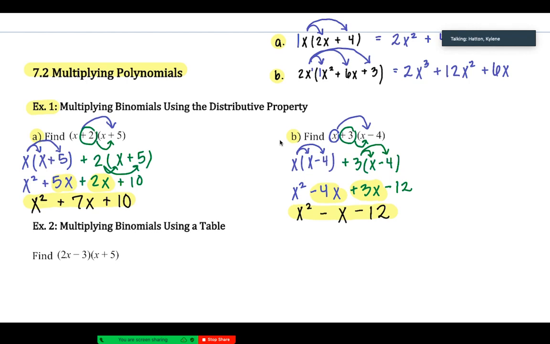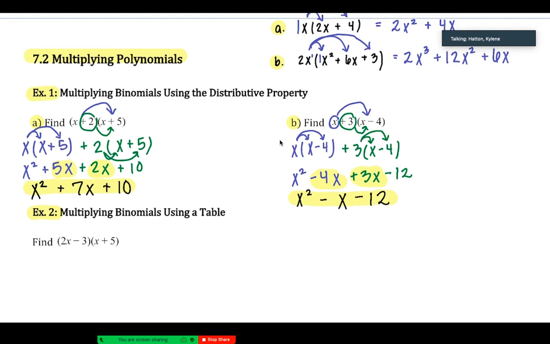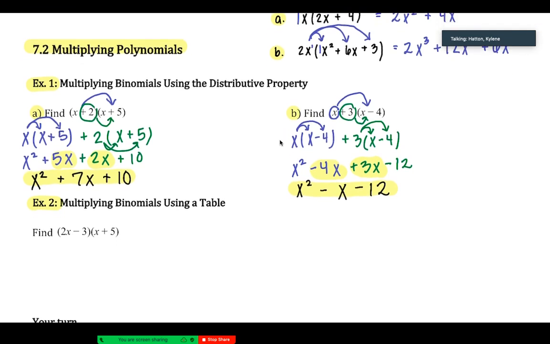And then the second method that we can use for multiplying binomials is using a table. So example 2, where it says multiplying binomials using a table, find 2x minus 3 times x plus 5. I'll give you a chance to write it down. And then you're going to draw a box that has 4 squares inside of it.